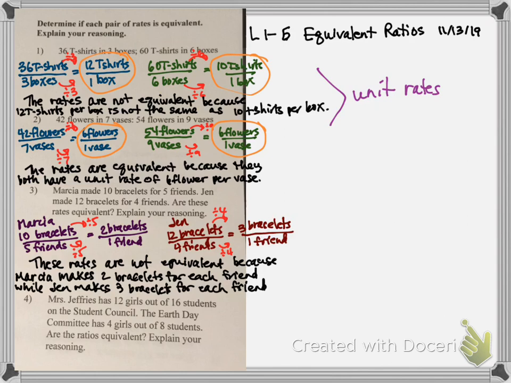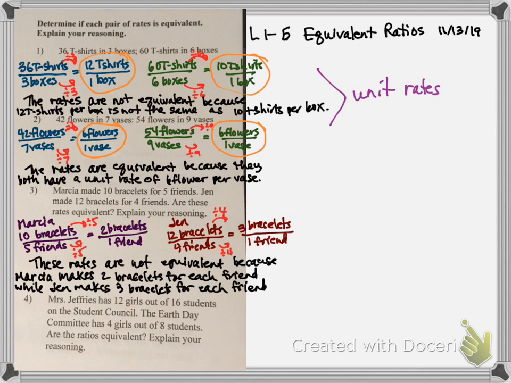All right, last one says, Mrs. Jeffries has 12 girls out of 16 students on the student council. The Earth Day Committee has 4 girls out of 8 students. Are the ratios equivalent? And explain your reasoning. Okay, first thing I noticed, 16 doesn't go evenly into 12. So this one is not going to work at all. So I'm going to go ahead and work this problem off to the side.